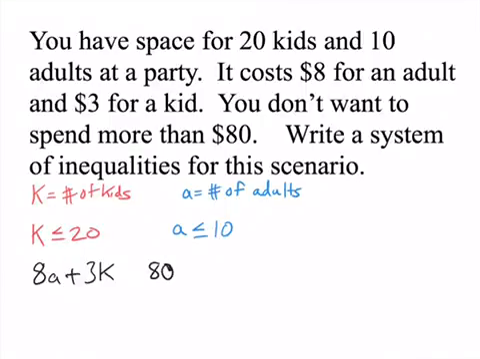Are we looking for below 80 or above 80? We want to spend at most 80, which wouldn't that be below or equal to 80? Is that a third inequality? With these three inequalities, if we were to graph them, we could look at ideas of what are possible groups of people I could invite to my party that wouldn't take me over budget. But for now on this problem, all we're looking for is this, this, and this. Done.